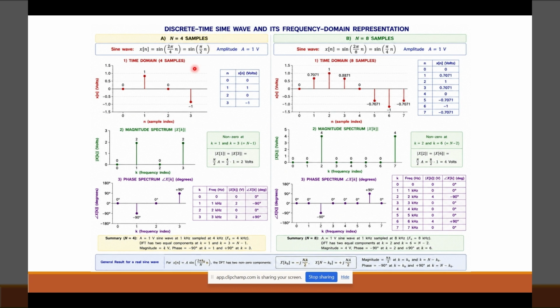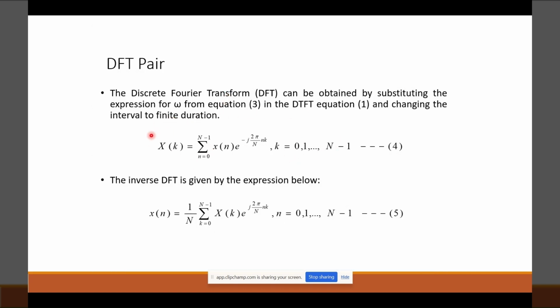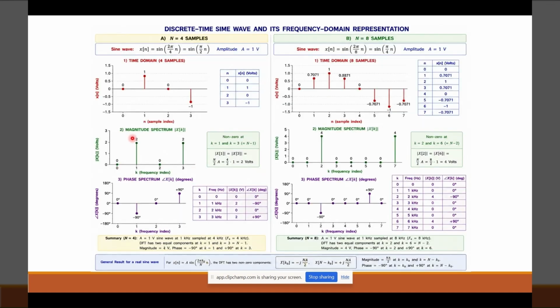Let me explain how the same sinusoidal sequence with amplitude 1 is created for 4 samples and for 8 samples. For 4 samples, this is sample 1, sample 2, sample 3, sample 4. When we go for the calculation using the formula given here, the frequency domain calculation, we get the magnitude spectrum and phase spectrum for the given sine signal. The magnitude spectrum represents 0 at 0 kilohertz, 2 volt at 1, again 0, and 2 volt. The phase is 0 degree, minus 90 degree, 0 degree, plus 90 degree.